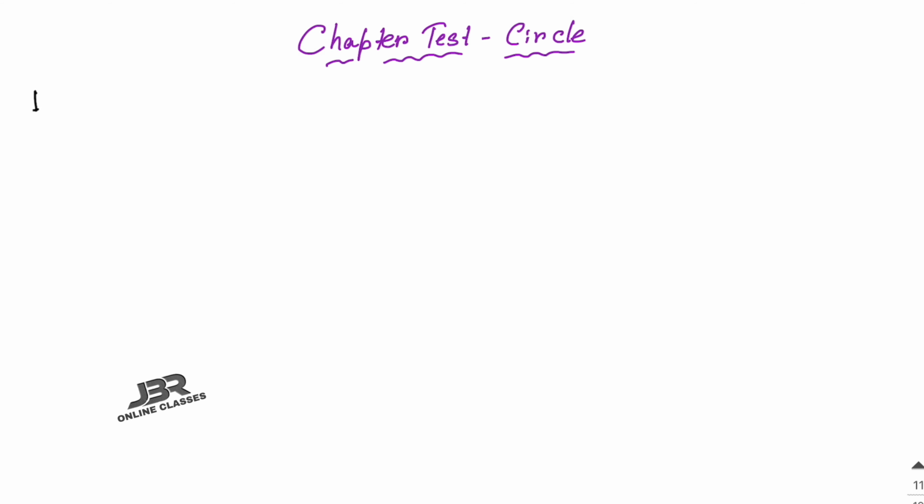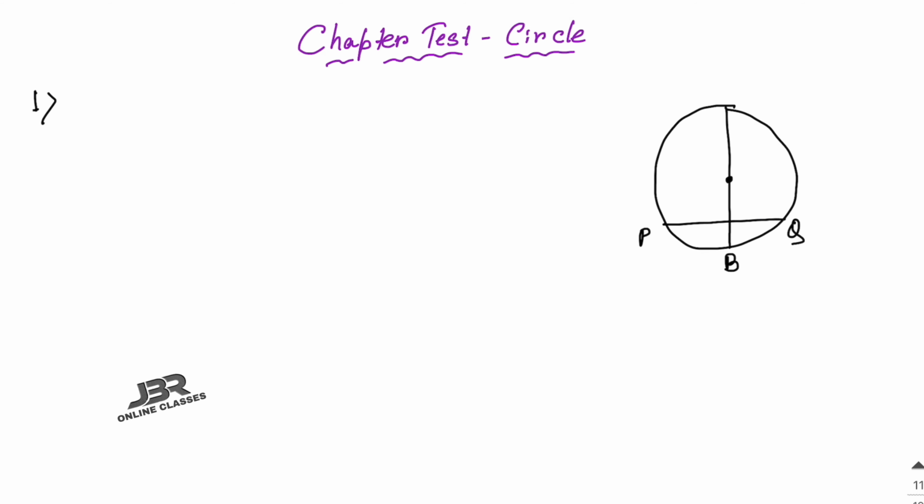So here is sum number 1. In the adjoining figure, first you have to draw the figure. Here is a circle like in this way. Suppose this is the diameter, O is the center, and PQ is a chord. Here is B, here M, here O, and here A.